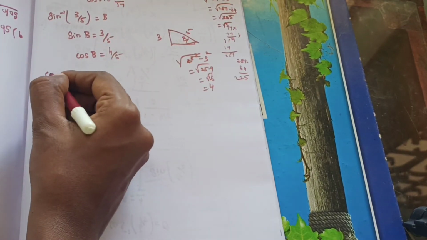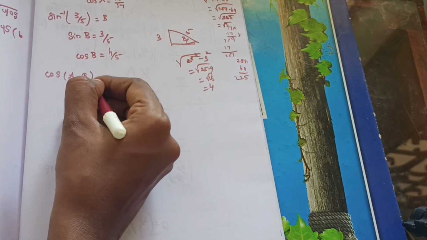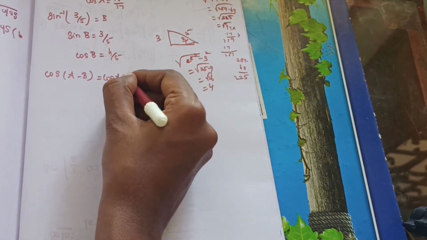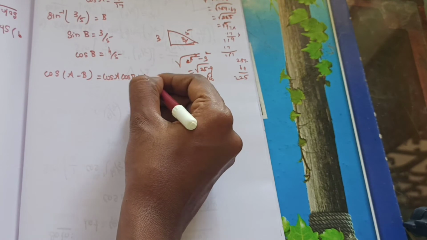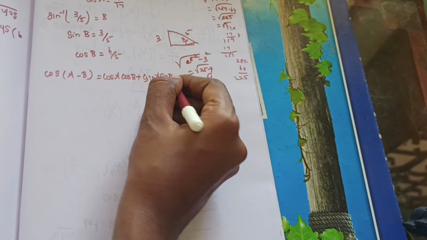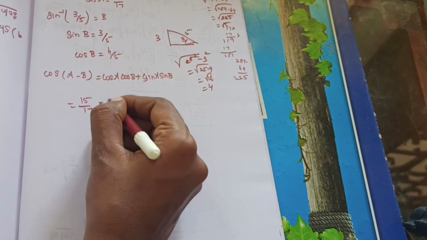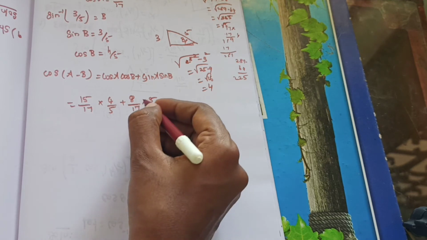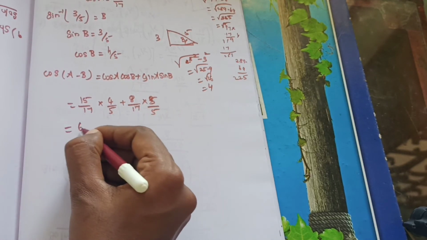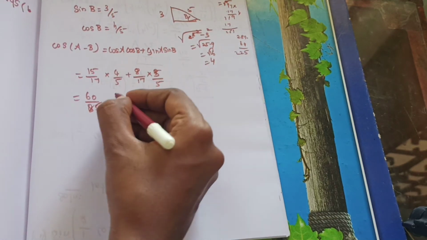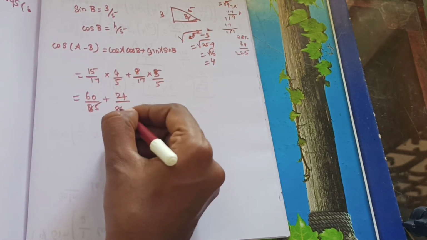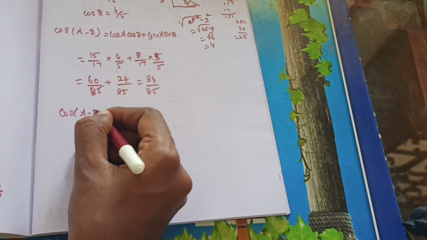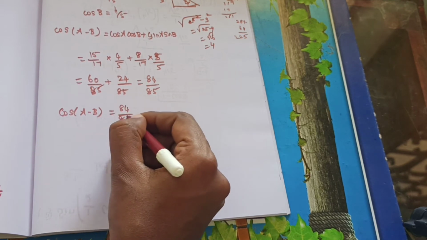So now you consider the formula for cos of A minus B equal to cos A cos B plus sin A sin B. Substitute 15 by 17 into 4 by 5 plus 8 by 17 into, sorry, into 3 by 5. So that's equal to 60 by 85 plus 24 by 85. So how much will you get? 84 by 85. Correct? Now, cos of A minus B is equal to 84 by 85. Is it right?